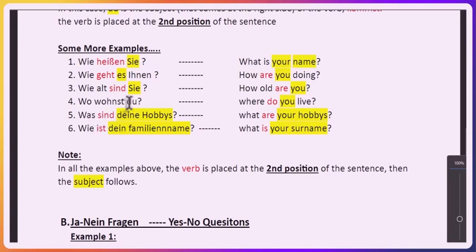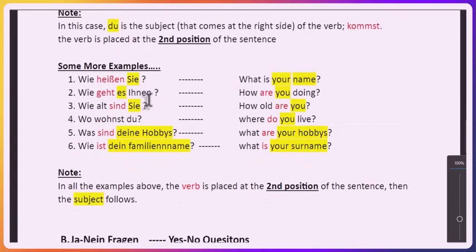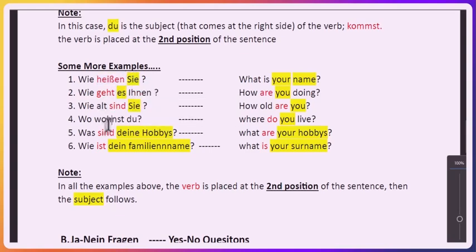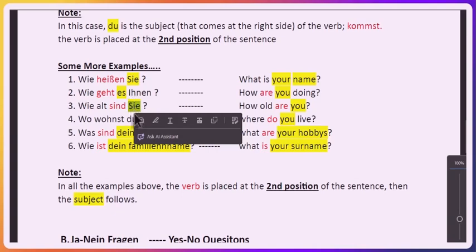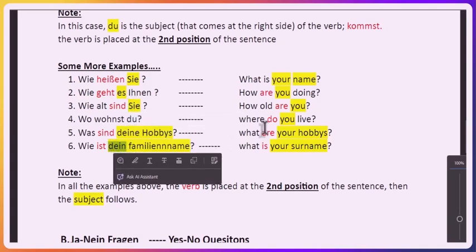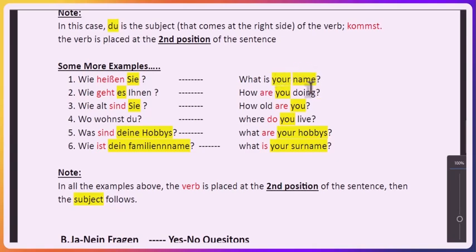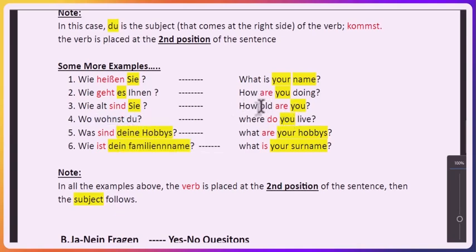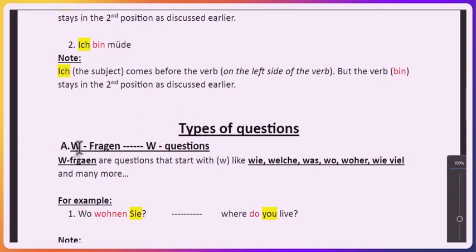Okay. And this also has the verb in the second position. And see, we share our questions here. The subject is after the verb, after the verb, after do, after the verb. What is the same thing in English, so that you know the difference. I'll correct the ones I didn't do. It's very simple. The verb is placed at the second position and the subject follows with these W-questions.